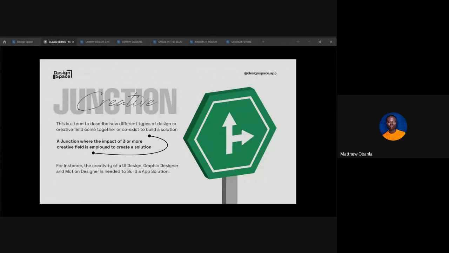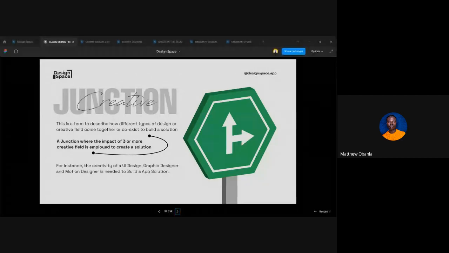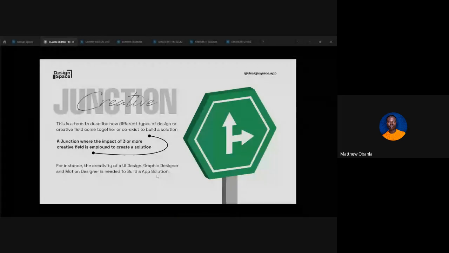Because just one person cannot think through the whole process. If you are thinking of the process just as a UI designer, I think you are getting it wrong. Because when you get to a point where the developer, the person that's going to code the design, brings in his own creative part: "Oh, this thing cannot come to life. Why not do it this way? These things cannot work this way. Why not do it this way?" So that is the junction, that is where everyone comes together.